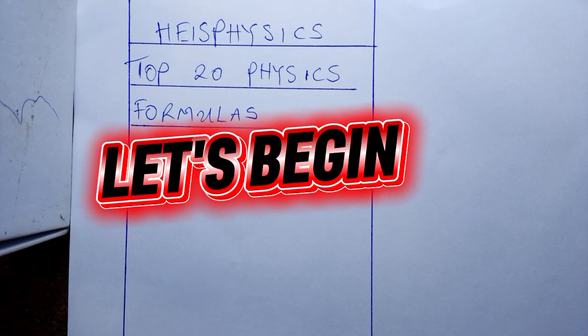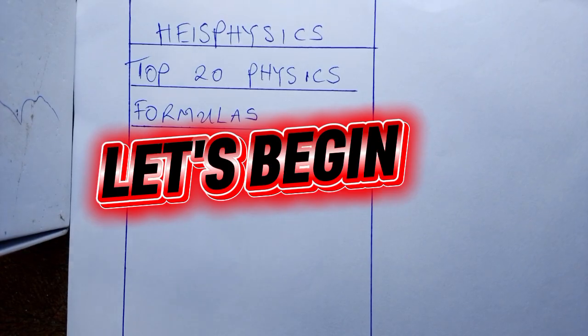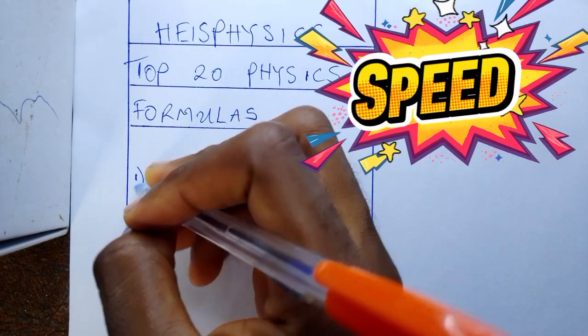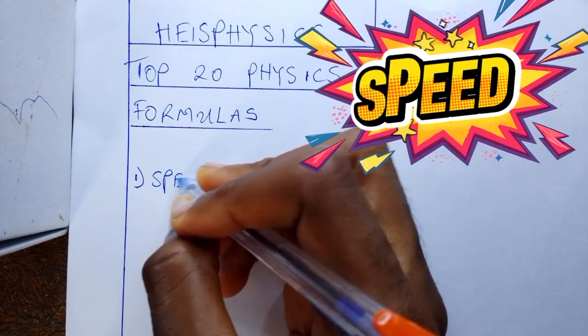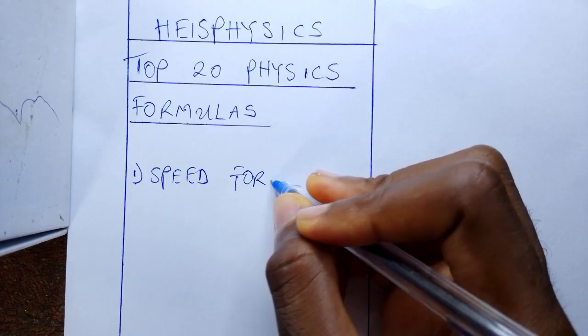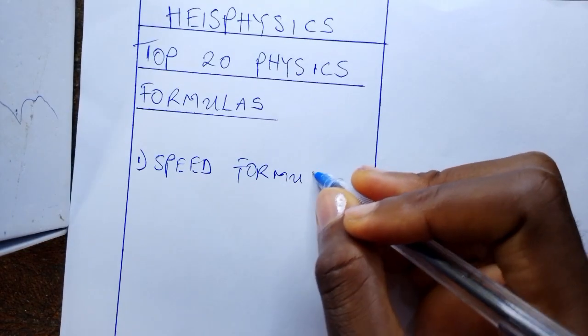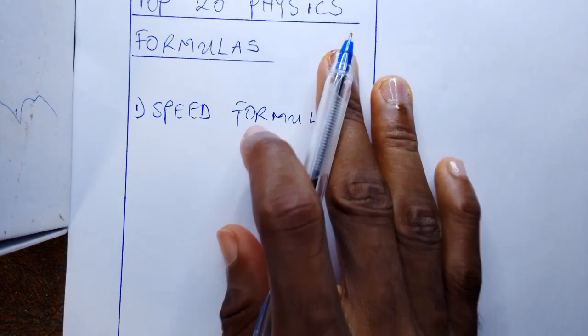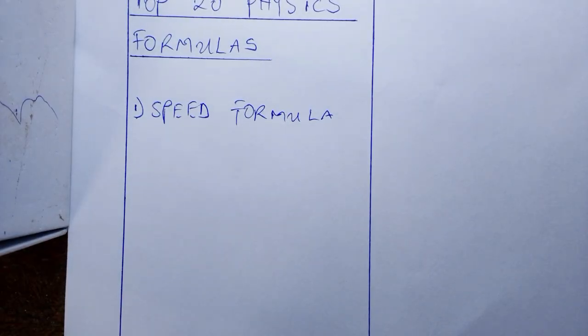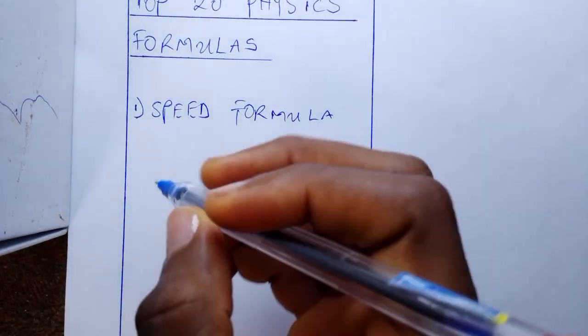Let's jump straight into the top 20 physics formulas every student must memorize. Formula 1, speed formula. Speed is equal to distance over time.